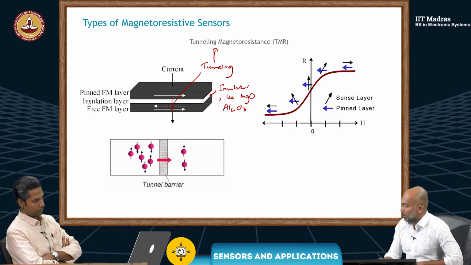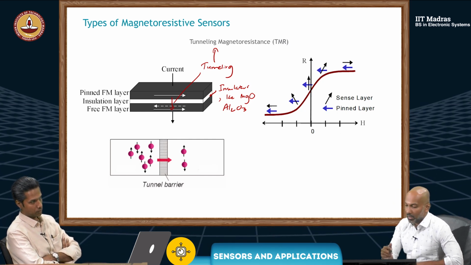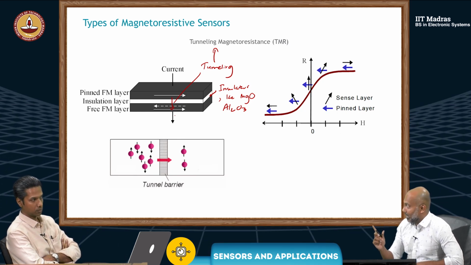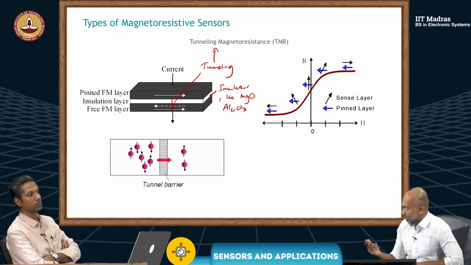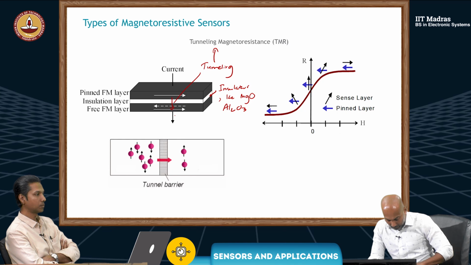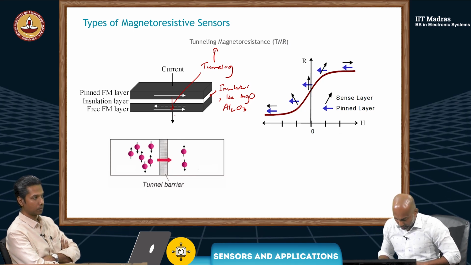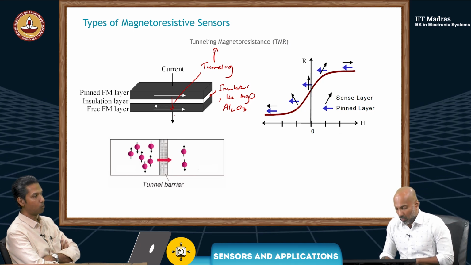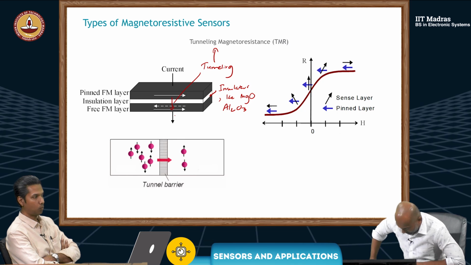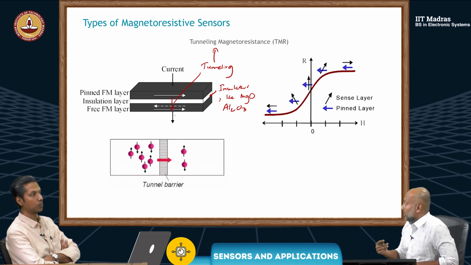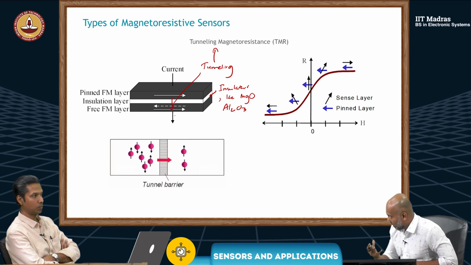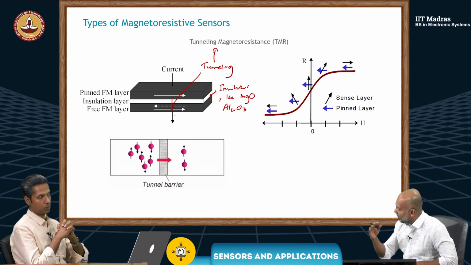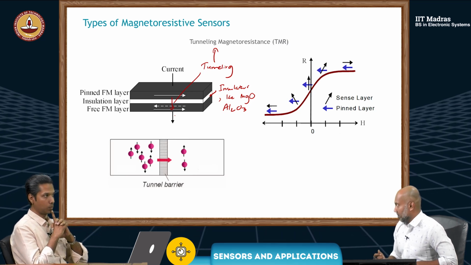Again, same principle. When the magnetizations are parallel, your resistance is low. When the magnetizations are anti-parallel, the resistance is high. You can think of it in the same way. When your electrons are tunneling, not scattering, and the layers are parallel, more majority electrons tunnel through this layer. When they're anti-parallel, the probability of minority and majority electrons tunneling through reduces. So you get a high resistance.